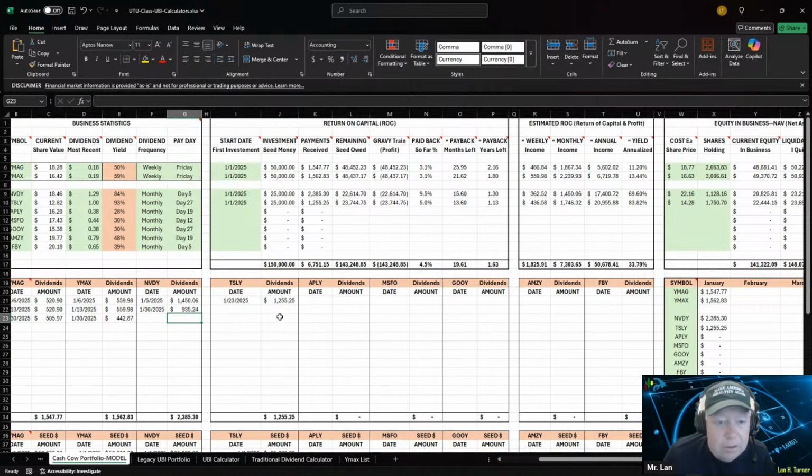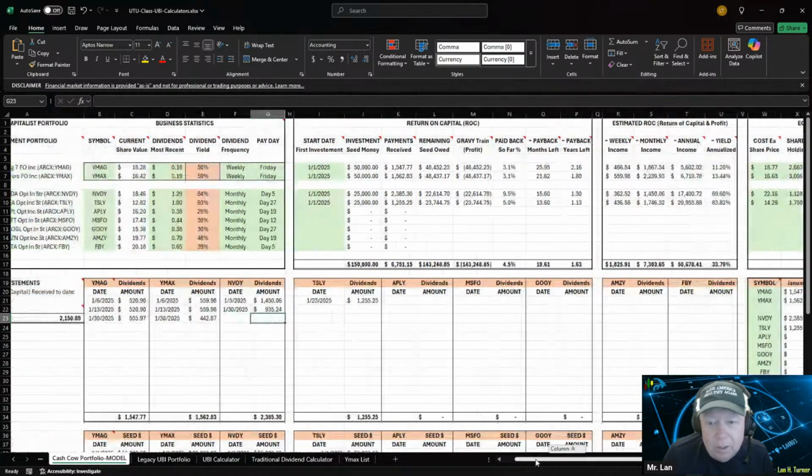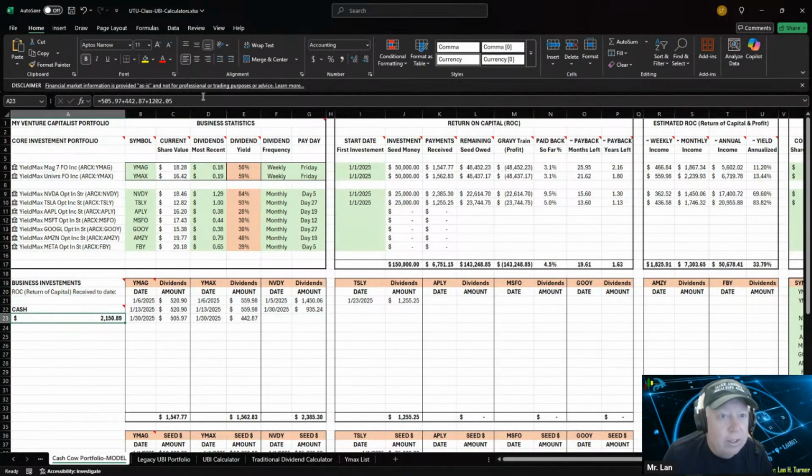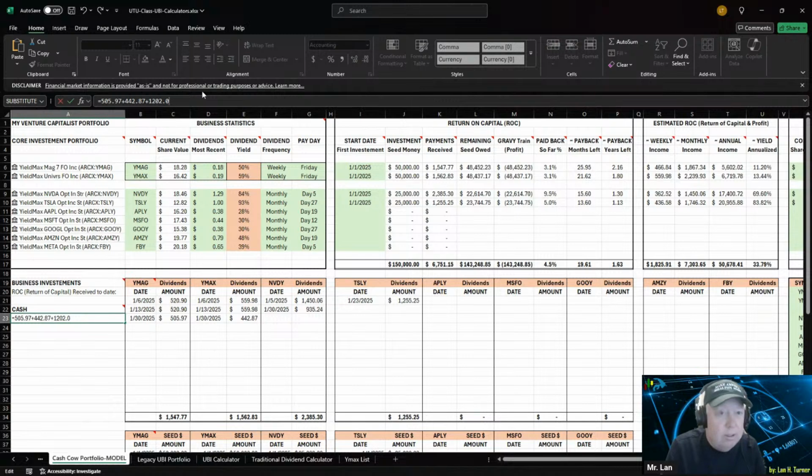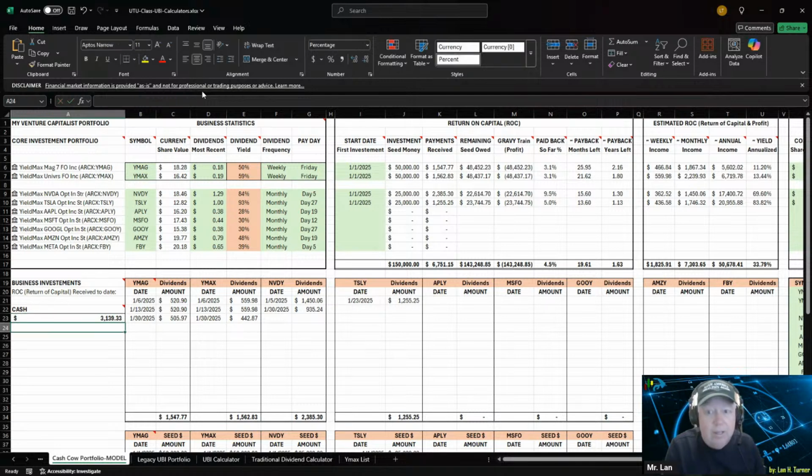All right. So now we get to come over here. And in here, we got to get rid of this number because that was a bogus number. 935.24 plus our Tesla 1255.25. Enter. $3,139. What are we going to do with that? We got any more? No.